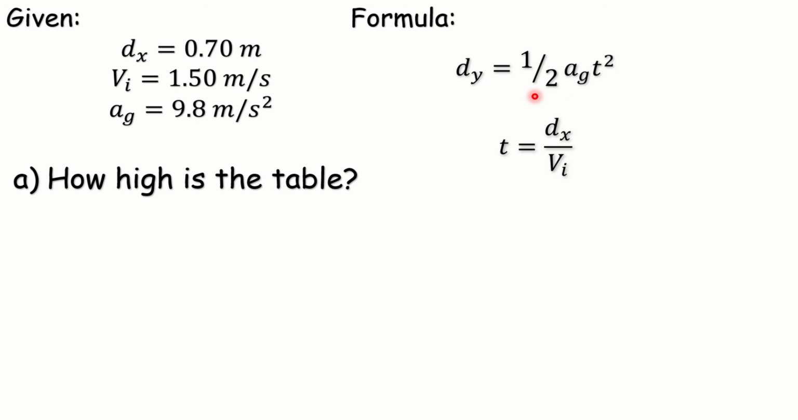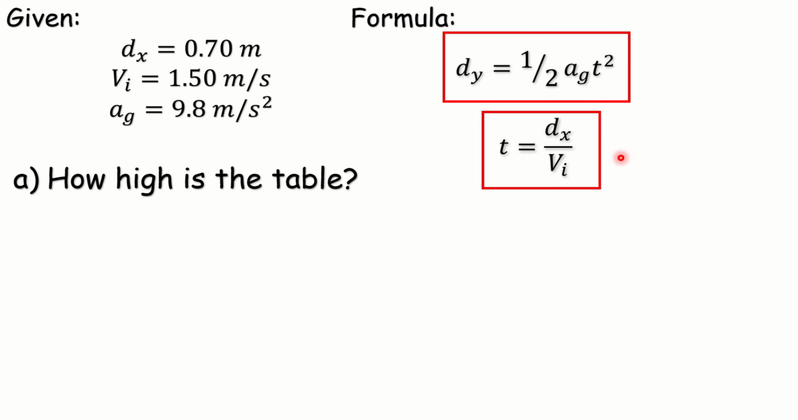Get the 1/2 of the product of acceleration due to gravity and the square of time. As you can see, we do not have the value of time. Therefore, we need to get first the time to get the height of the table. So, take note of this formula. Let us substitute our given to our formula.